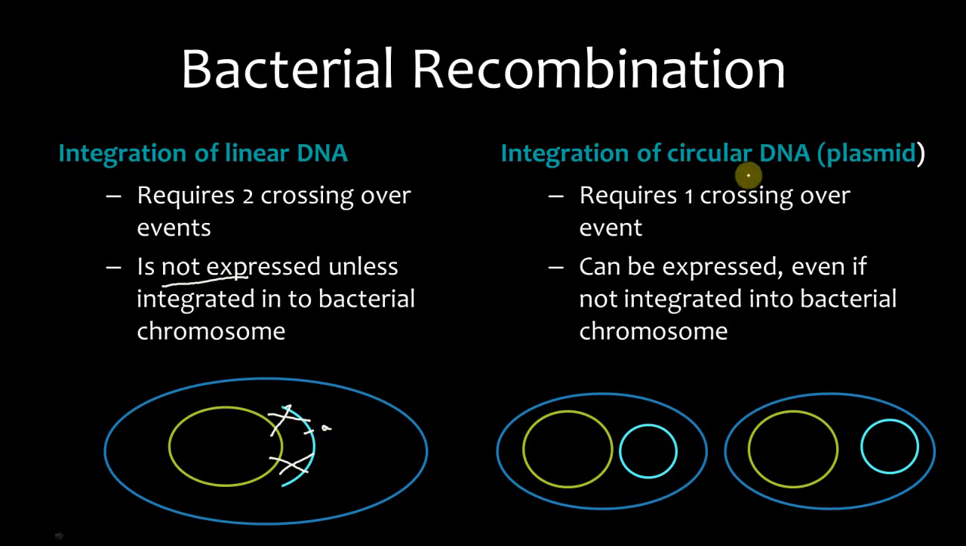However, if you integrate circular DNA, or what we would call plasmid, into a bacterial cell, that only requires one crossing over event, like this, and it can be expressed even if it's not integrated into the bacterial chromosome. So if the plasmid has the A gene, then the A gene in this cell will be expressed, even though it is not integrated into the bacterial chromosome.